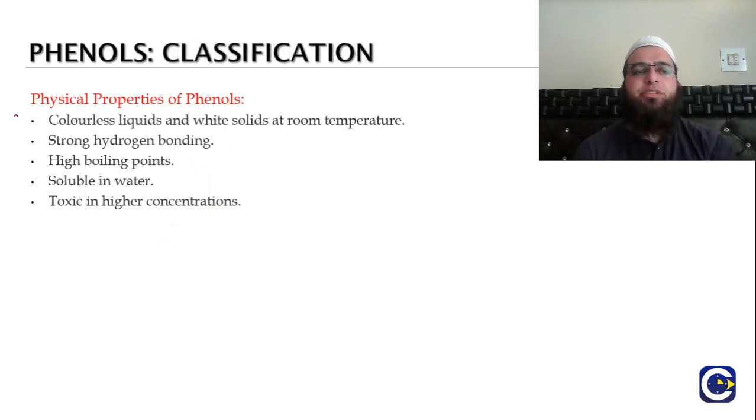So we have some typical physical properties of this particular class of compounds. First of all, these are colorless liquids. At room temperature, these liquids have no color, they just look like water. And they can be white solids at room temperature. Some examples of phenol look like white solids at room temperature. And if we increase or decrease the temperature, then the physical appearance of the phenols also changes.